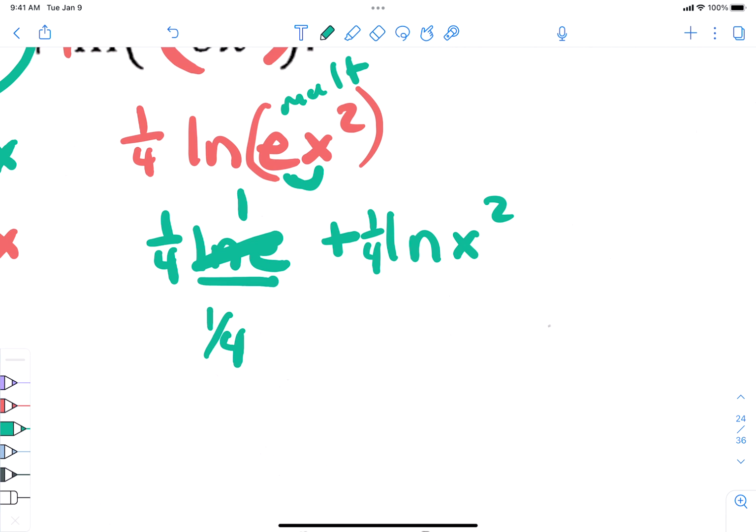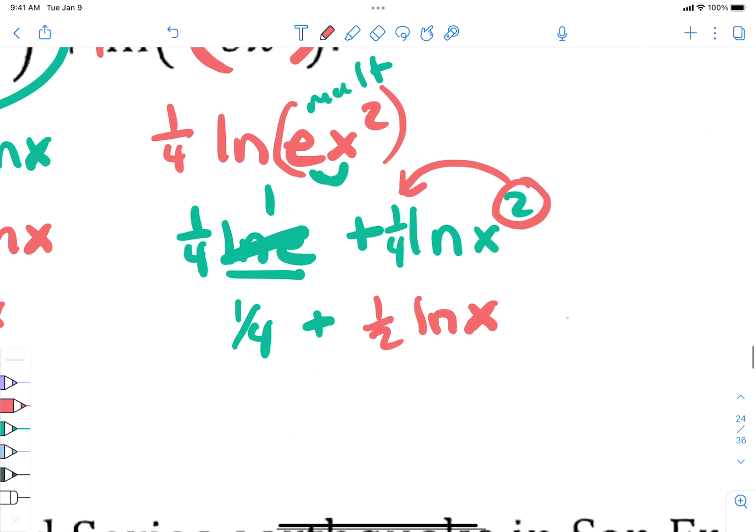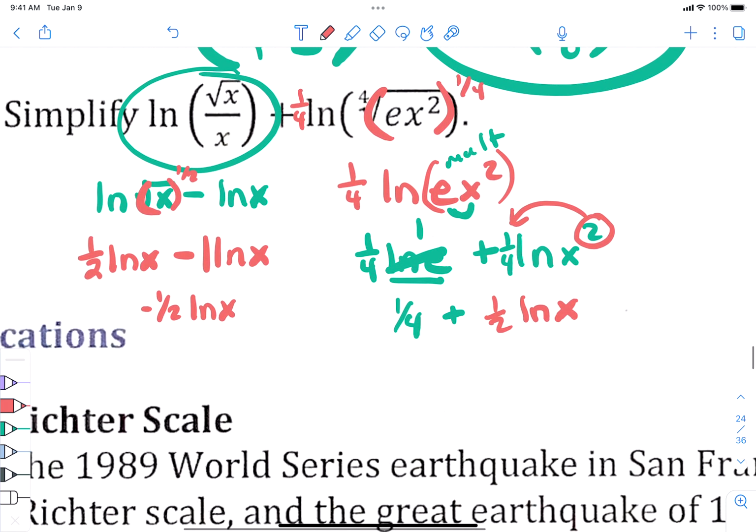Plus, what can we do with this guy? So 1/2 ln x squared. Let's take the 2 down in front. What's 1/4 times 2? 2/4, which is 1/2. So this is 1/2 ln x. All right, so let's put everything together in front.